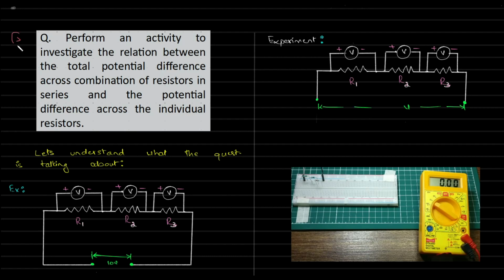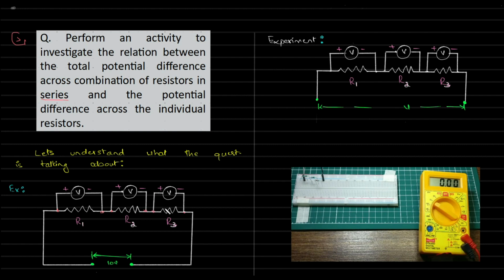Perform an activity to investigate the relation between the total potential difference across a combination of resistors in series and the potential difference across individual resistors. So they're asking us to look into that you have series connections and that each individual resistor has a potential difference across it. Obviously, only then the current will flow. So what they're telling is the sum of all of it, right? Whatever the resistance we have, read the voltage across all of it.